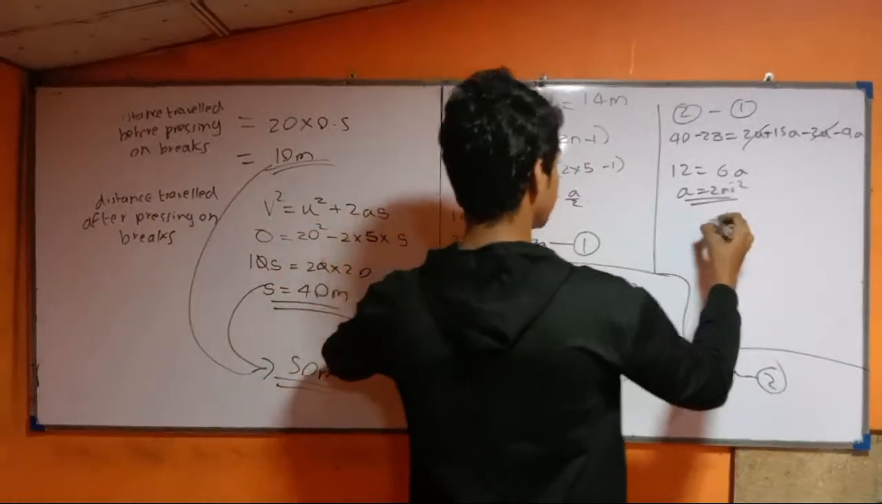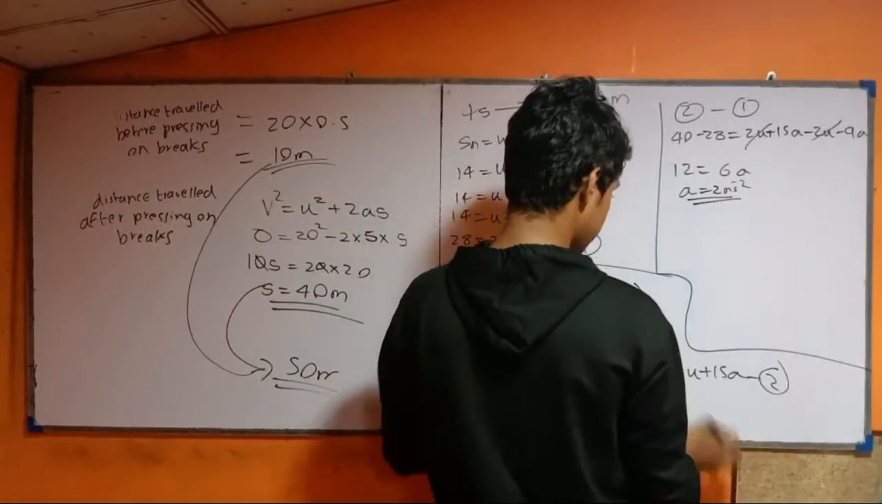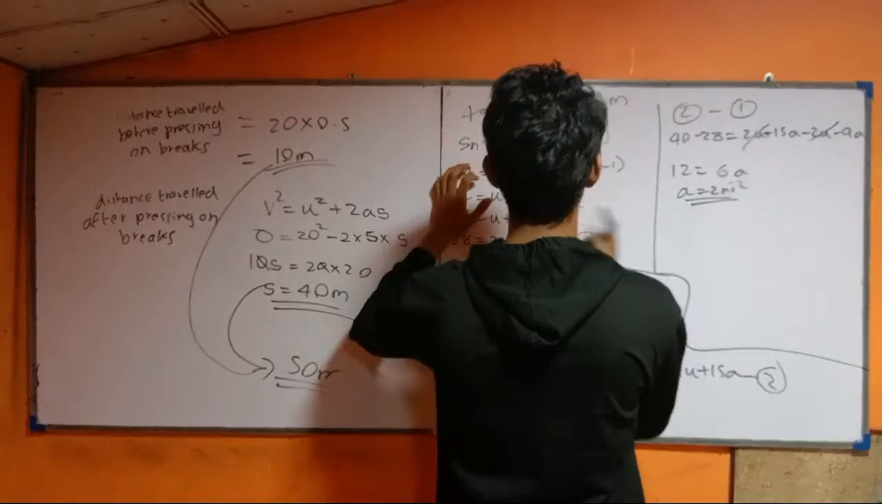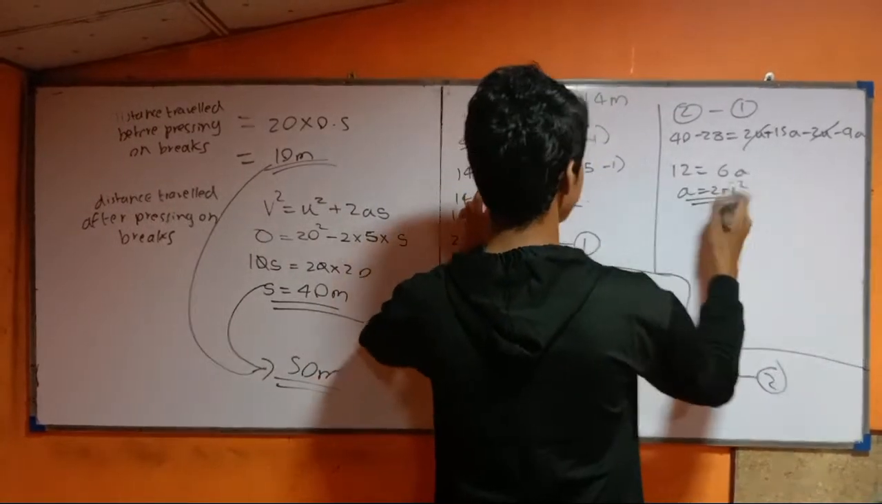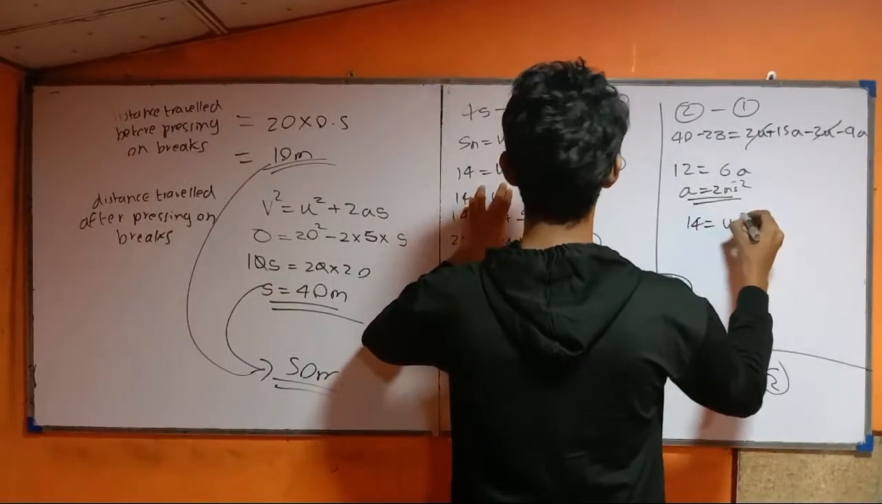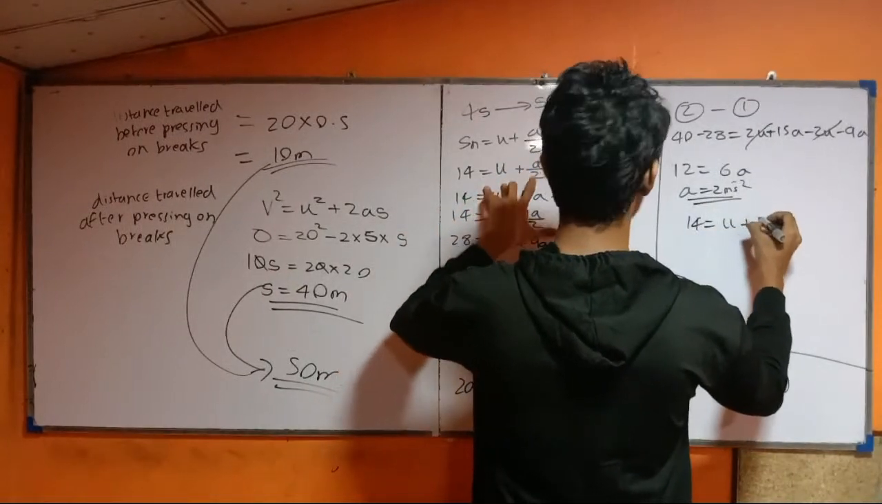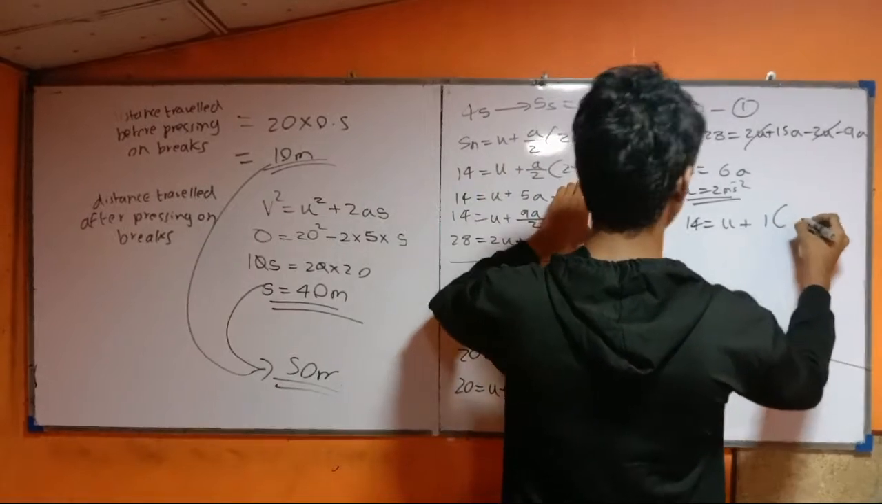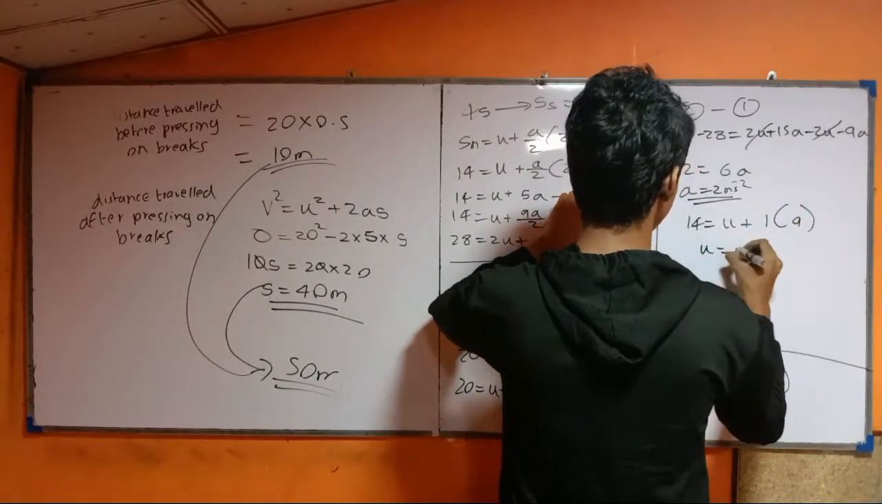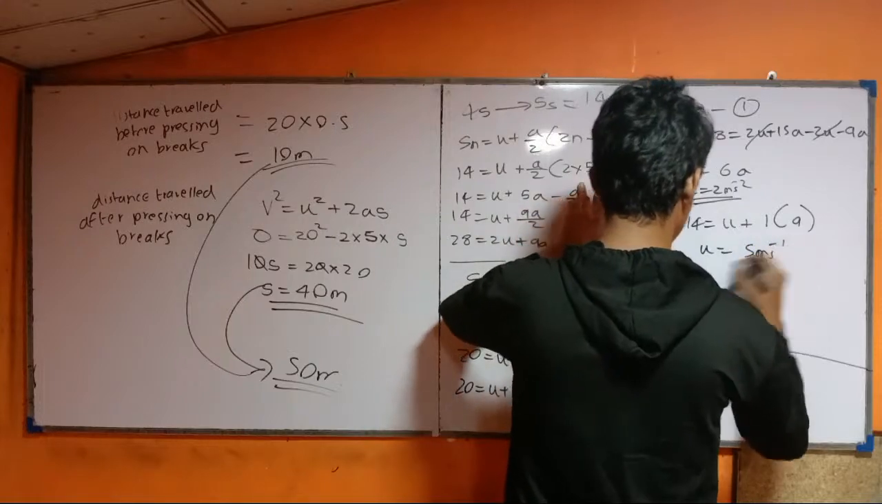Then where will I substitute? I'll substitute to here itself. 14 is going to be equal to u plus 2 over 2, which is 1, then 2 into 5, 10 minus 1, 9. So u is equal to 5 meters per second.